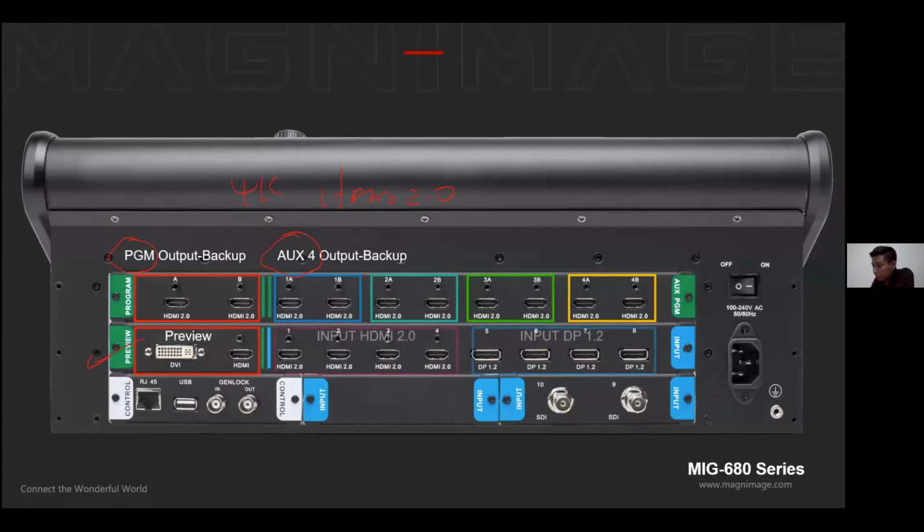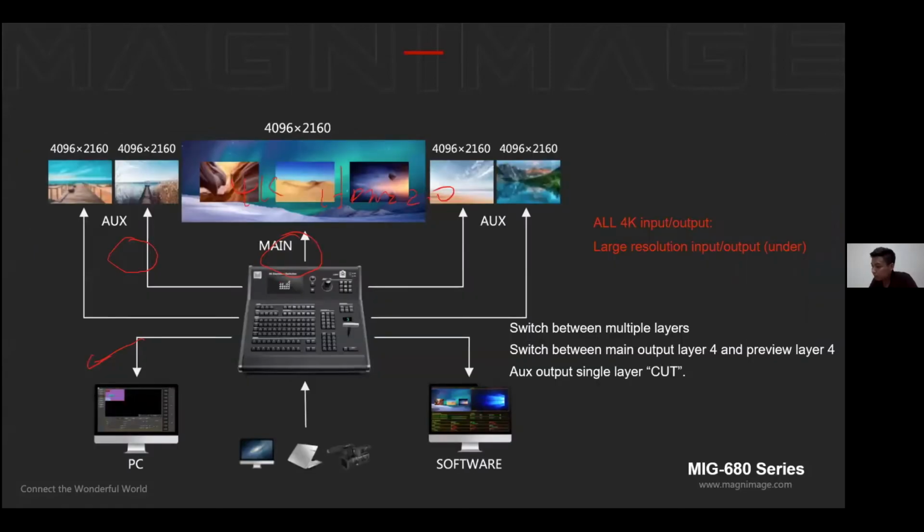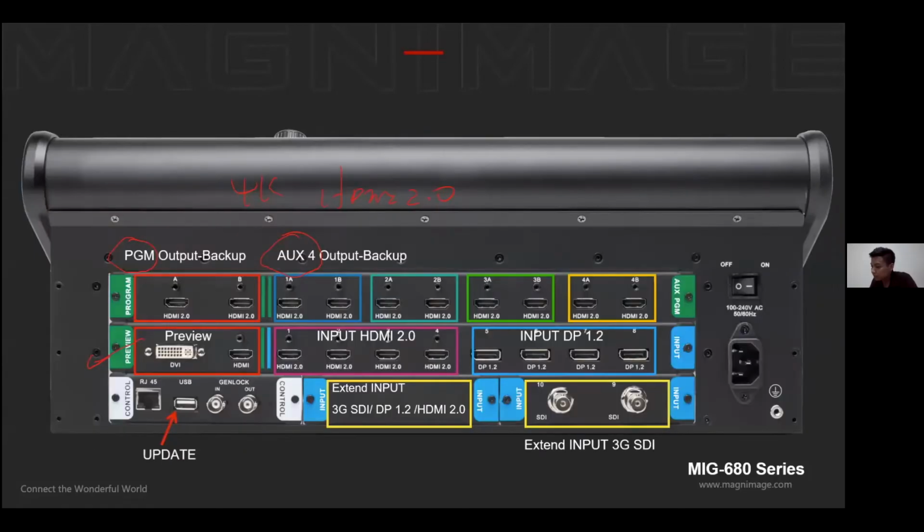For the input, the standard module has 4 HDMI 2.0 and 4 DP 1.2. At the same time, we can extend 2 ports here. If you want to extend 4K or SDI, it's flexible. Here you can extend.